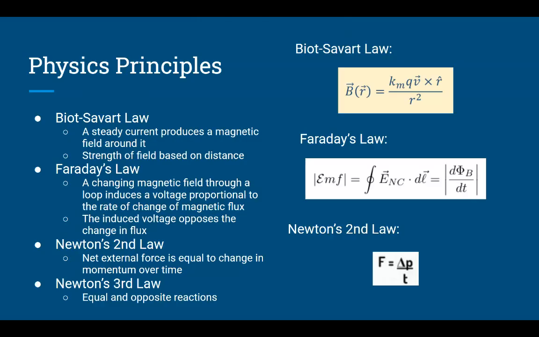So for our physics principles, Biot-Savart law: a steady current produces a magnetic field around it, and the strength is based on distance, which is this r squared right here. Faraday's law: a changing magnetic field through a loop induces a voltage proportional to the rate of change of magnetic flux. This is from our formula sheet, so this would be the voltage, and then right here is our change in magnetic flux over time. Newton's second law is just net external forces equal to change in momentum over time, so delta P over T. And Newton's third law, don't need an equation, it's just equal and opposite reactions.